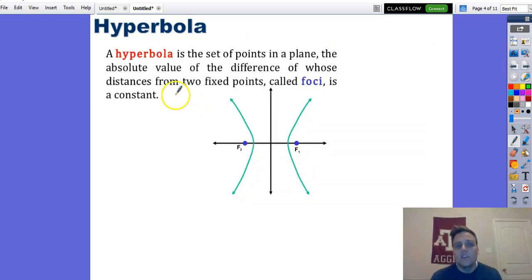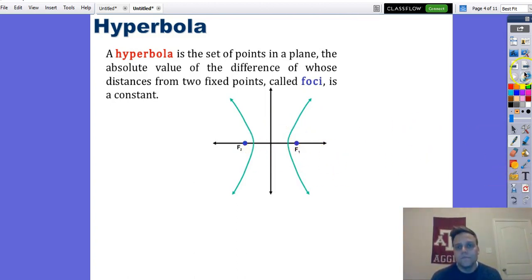So the definition was the set of points in a plane, the absolute value of the difference of whose distances from 2 fixed points called foci is a constant. It just means that if I was to do f2 minus f1, it would be a constant value regardless of which point you take. If you went here to here and then here to here, the absolute value of the difference between the two would be the same number the entire time.